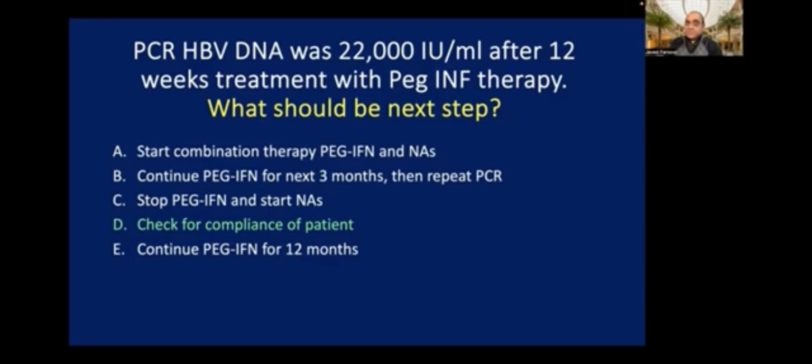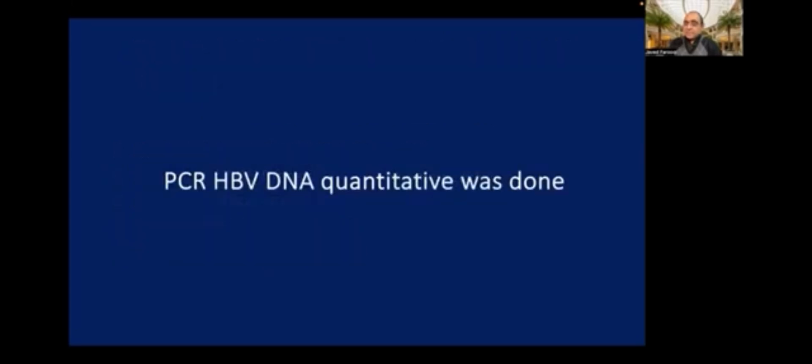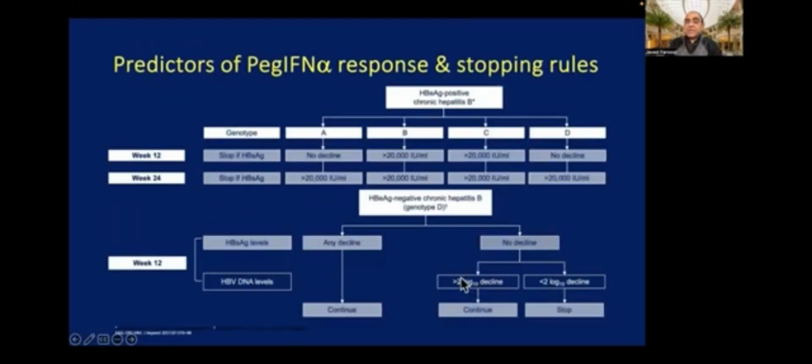Check for compliance of the patients. One possibility is somebody can say that the viral load, as we said like this, when the more than 2 log decline, you continue. Less than 2 log decline, you stop. Here the decline is not that much, but mind it, we have not checked the HBs antigen titers here, so we cannot say what sort of HBs antigen titers are. Maybe there is some sort of decline, or maybe there is no decline.